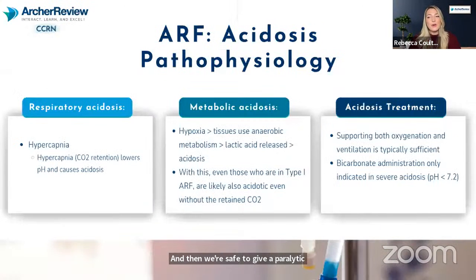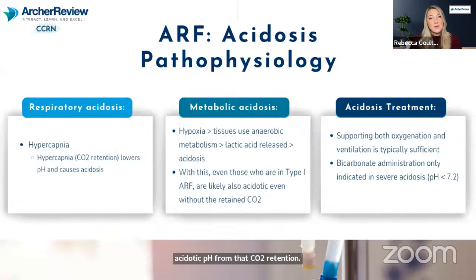So I said that we were going to talk a little bit more about this acidosis pathophysiology. We talked about when we have hypercapnia present. That's going to lead to classic respiratory acidosis. We're retaining CO2, which is an acid. We're going to get an acidotic pH from that CO2 retention.